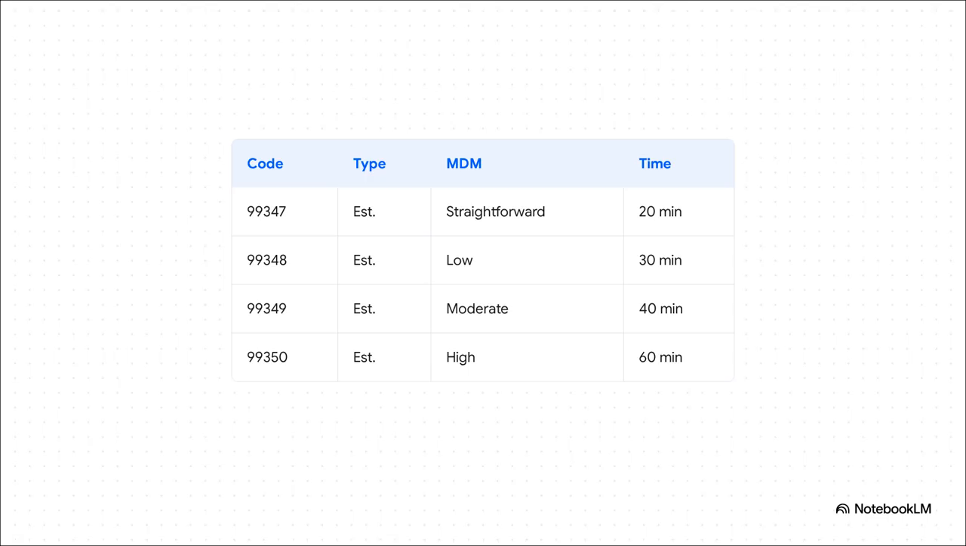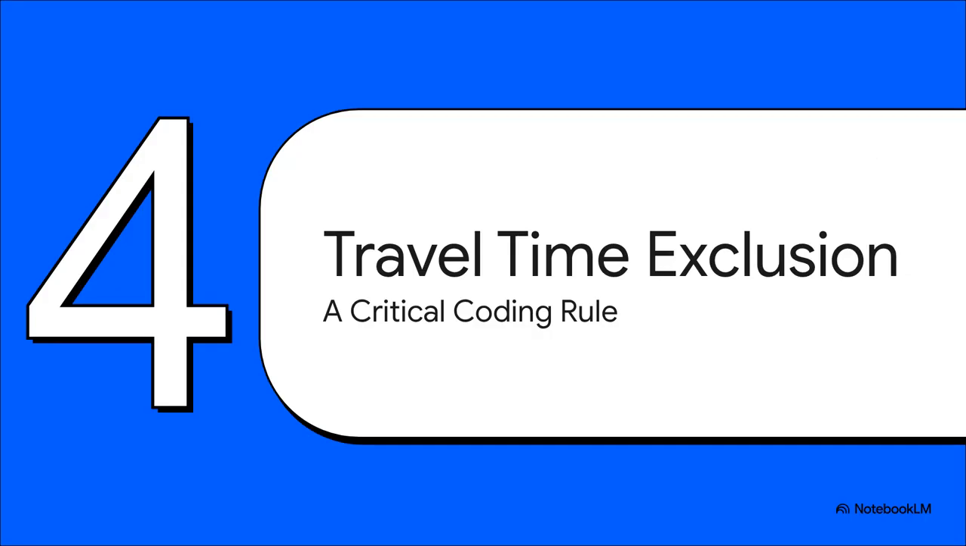The big takeaway here, the highest level for an established patient requires a full 15 fewer minutes than the highest level for a new patient. Which brings us to Section 4, the travel time exclusion. This is a critical coding rule, guys.